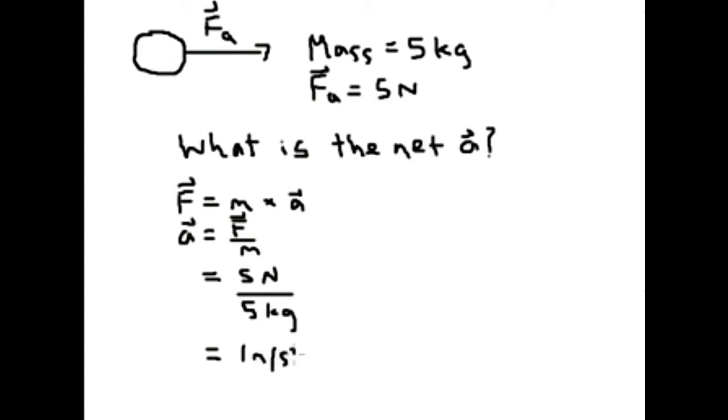We can also determine the units of acceleration by realizing that 1 newton is equal to a kilogram meter per second squared. And since we are dividing newtons by kilograms, our final unit should be meters per second squared.